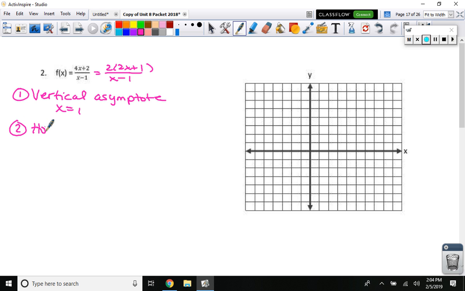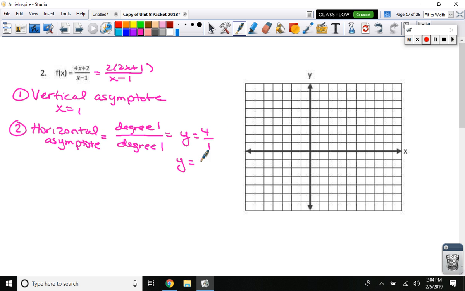How about horizontal? What am I looking for? Degree of top, degree of bottom. What's the degree of the top? 1. Degree of bottom? 1. So what do I look at? Lead coefficients, which are 4 and 1. So y equals 4, 4 over 1. Alright, so I put those in: at x equals 1, I have an asymptote, and at y equals 4, I have one.